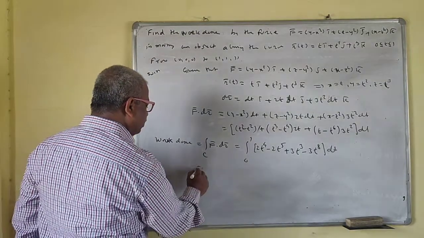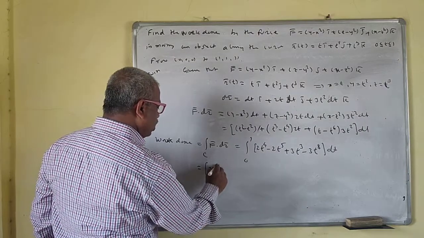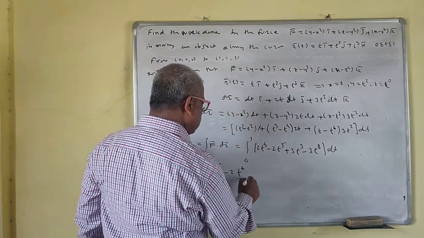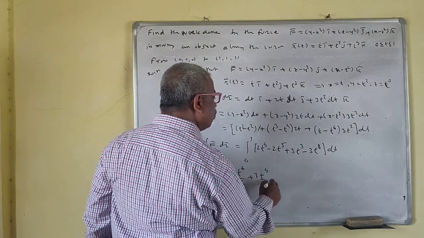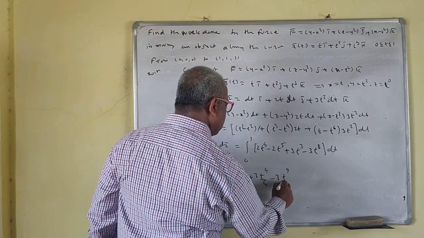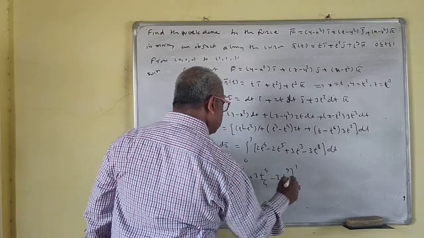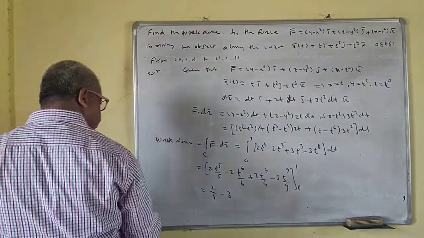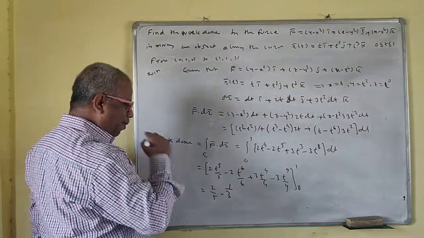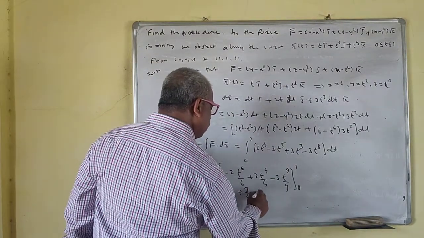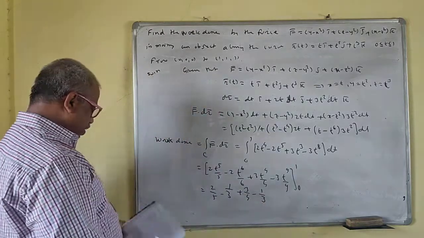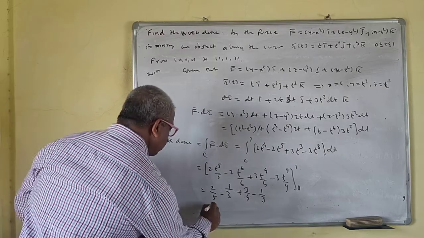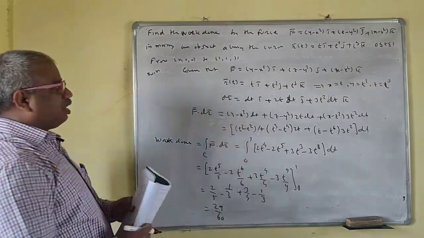Okay, so now we'll integrate this. So this is 2t raised to 5 upon 5 minus 2t raised to 6 upon 6 plus 3t raised to 4 upon 4 minus 3t raised to 9 upon 9, from 0 to 1. So this is 2 by 5 minus 1 by 3 minus 1 by 3 plus 3 by 4 minus 1 by 3 minus 1 by 3. This answer I directly write: the value is 29 by 16. I hope that you can do this one.